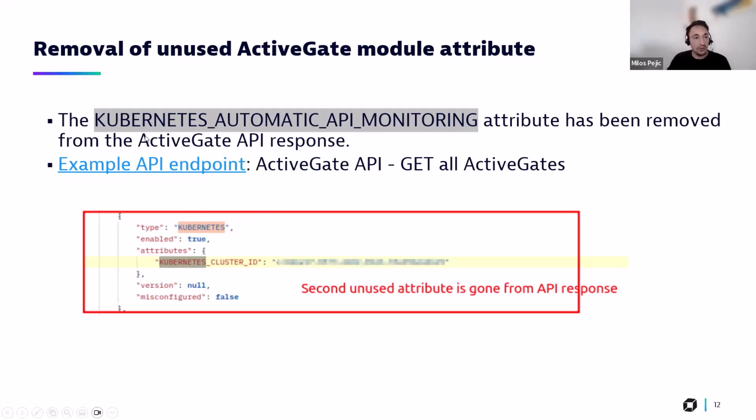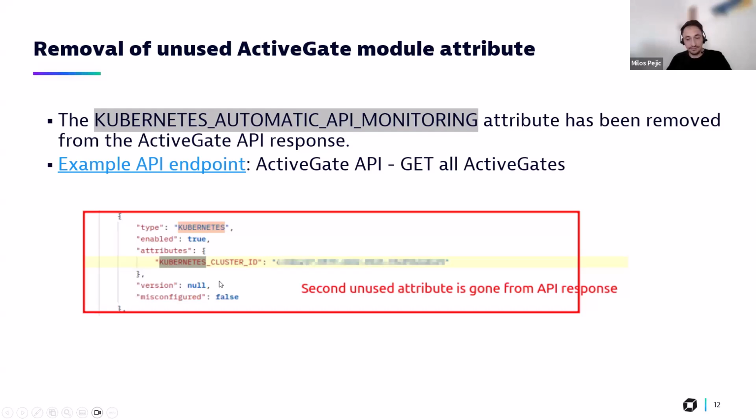And what attribute was removed? It's that one here, the automatic API monitoring attribute. In the past, you could find it in the attributes below the Kubernetes cluster ID attribute. Currently you only see the Kubernetes cluster ID attribute because the other one was already removed. Minor thing, just here for the sake of completeness.